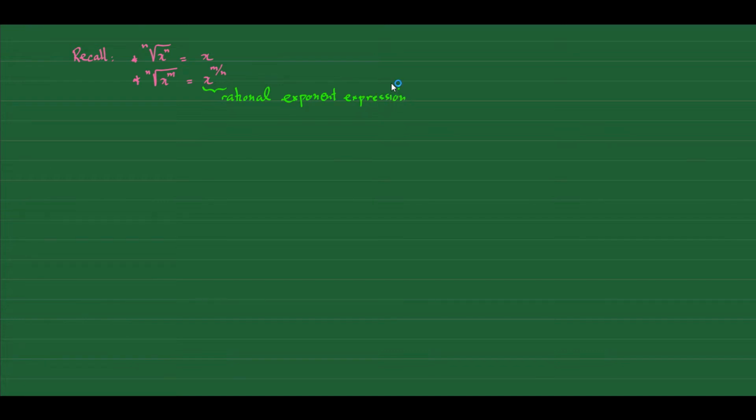Now we also know that if n is even, then we cannot take the root of a negative number. That's what we learned last time. And if n is odd, then it's okay, we can take the root of a negative number.